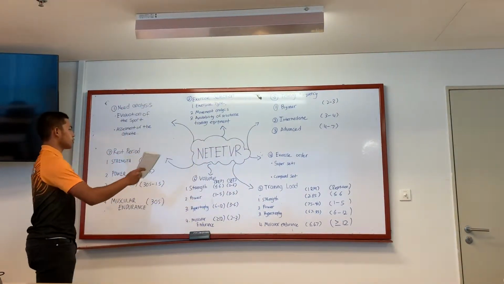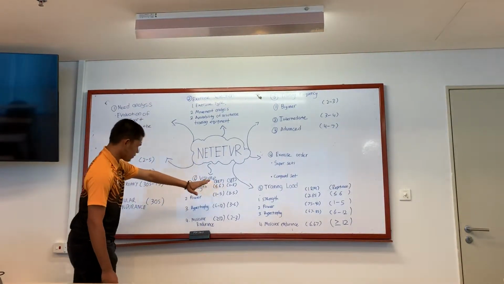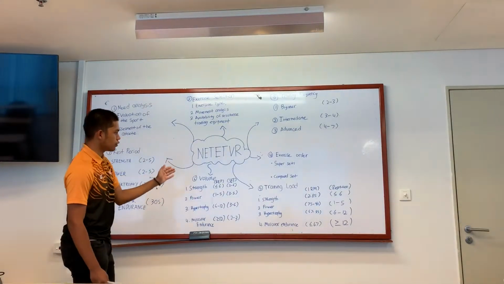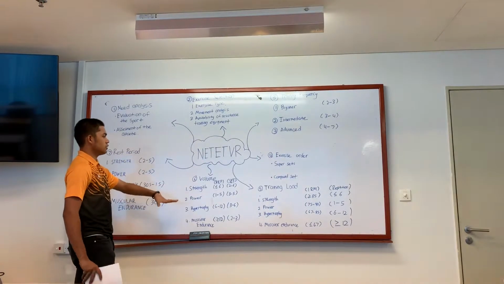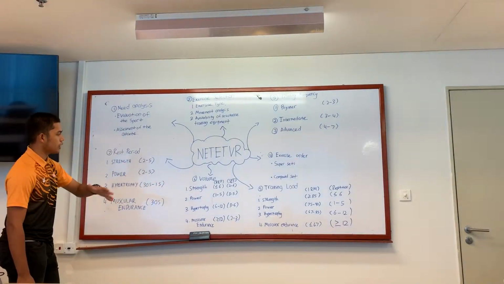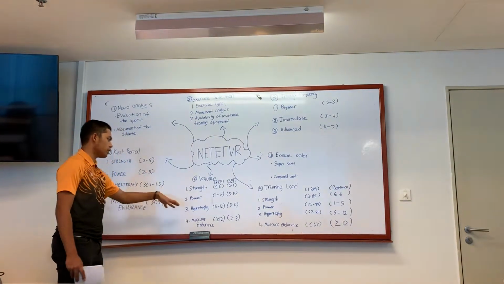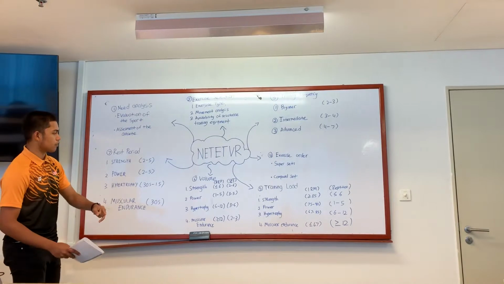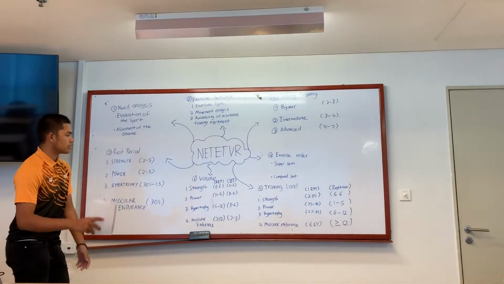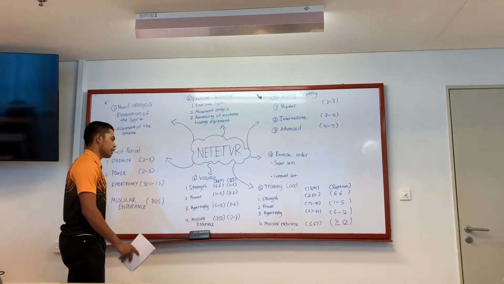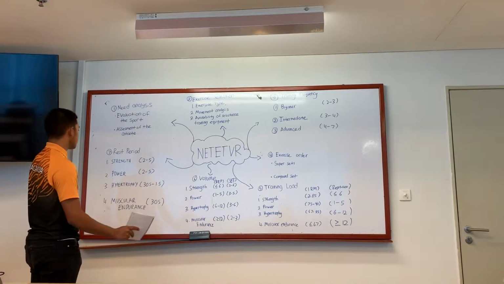Okay, next we proceed to the volume. For the volume, strength repetition is below 6, and the set is 2 to 6. Power, the repetition is 1 to 5, and set is 3 to 5. For hypertrophy, the repetition is 6 to 12, and the set is 3 to 6. For muscular endurance, above 12 for repetition and 2 until 3 sets.